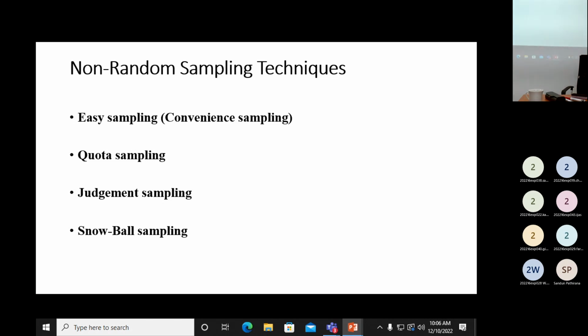Advantage, very easy method. Convenience. Second one, studies can be completed quickly.